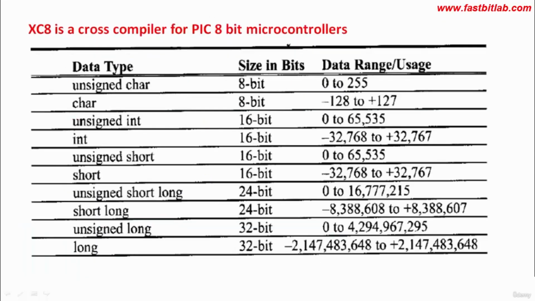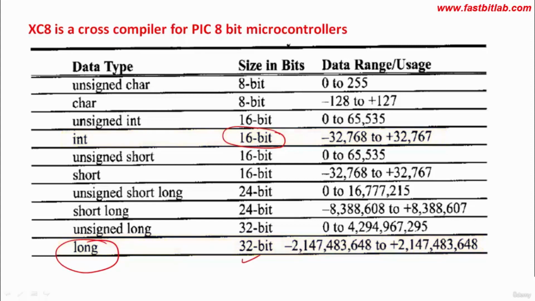For example, there is one compiler called XC8. XC8 is a cross compiler which is used to generate code for PIC 8-bit microcontrollers, and I got this table from the reference manual of that compiler. In order to know the memory size of different data types, you should consult the reference manual of the compiler. For every compiler, the designer will give a reference manual. Here you can see that the size of int is 2 bytes, 16 bits, and the size of long is 32 bits or 4 bytes.